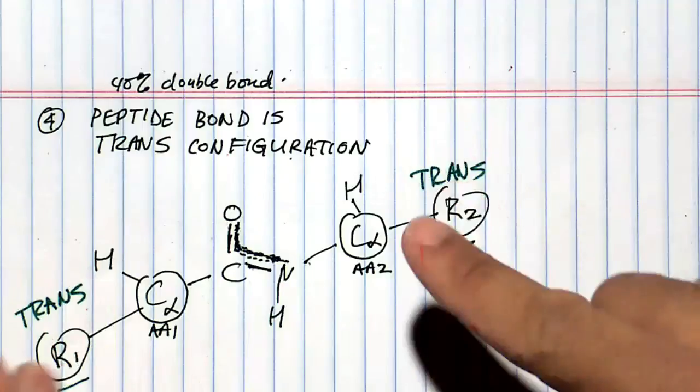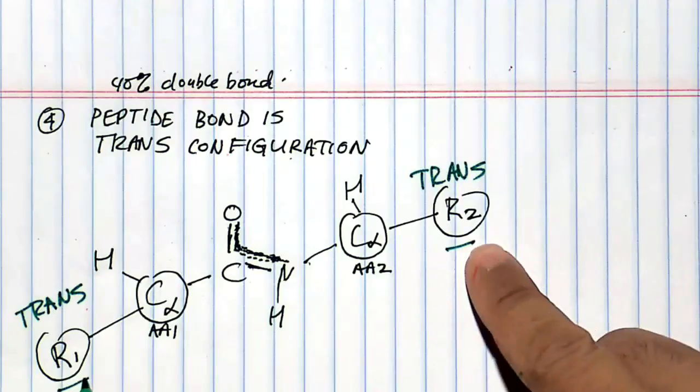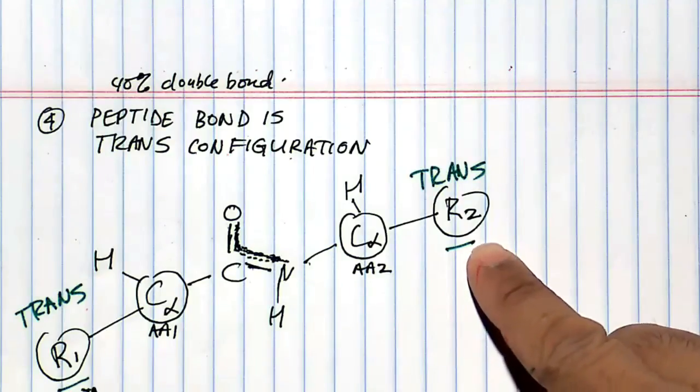For them to be cis, they would clash. They would have a steric clash. So to minimize steric clashing, remember these side chains are big and bulky, some of them at least, they want to avoid one another because they take up space. To best minimize steric clashing, to best avoid any atoms hitting one another, trans is the way that they can be farthest apart from one another.